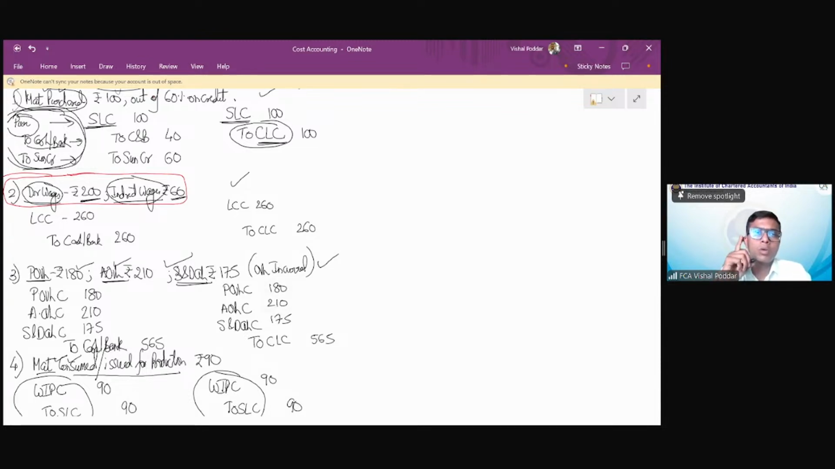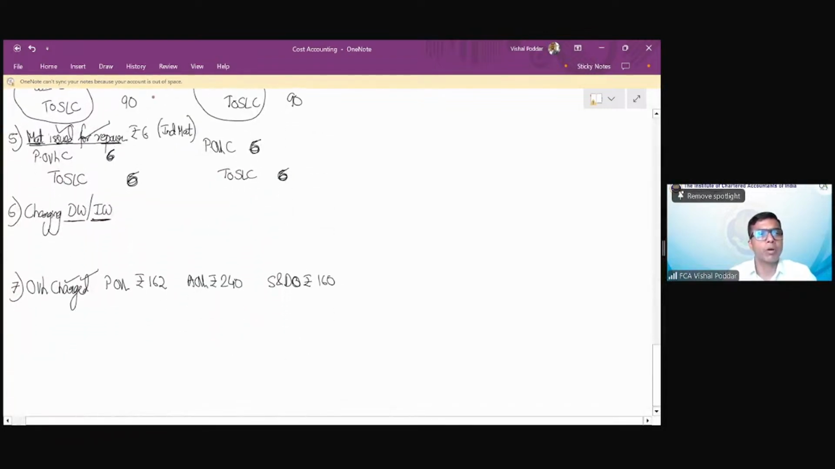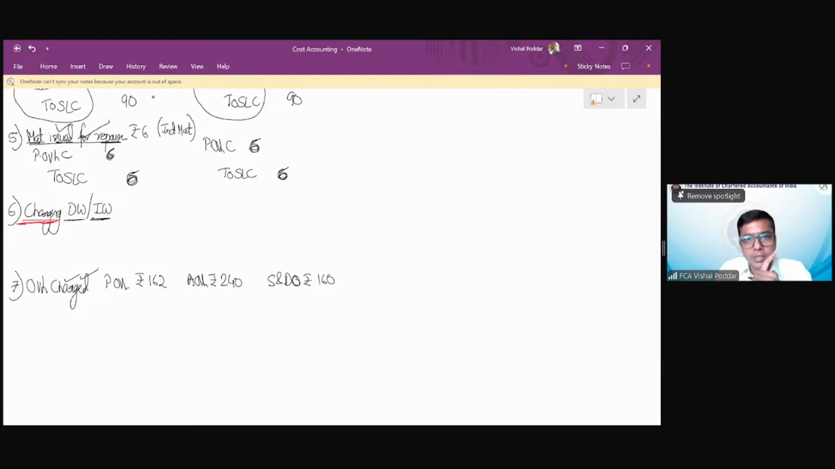For labor, only one transaction would be given. For this one transaction, you have to pass both entries: first for incurred and then second for charged. So what I'm trying to tell you is, in exam sums and practical sums, the wages entry is given only once. By yourself you have to pass both the entries.